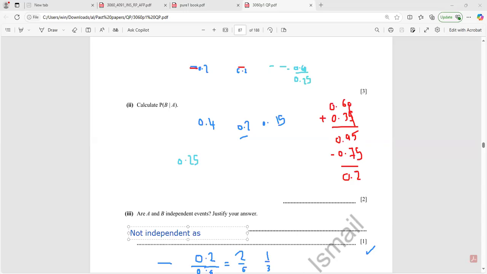As B from A, not equal to A, to B, sorry, not equal to B. Okay, let's see the next.